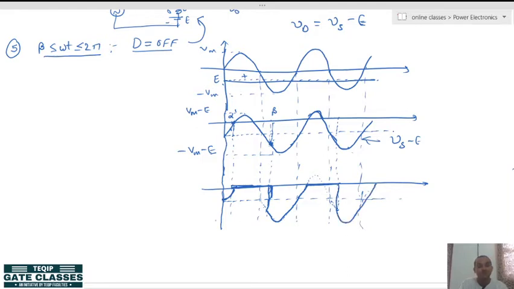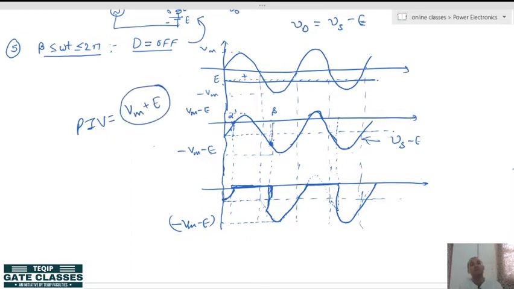So what is the PIV rating of the diode in this case? If you see the PIV rating, it is minus Vm minus E. It means the PIV rating of the diode required in this case is Vm plus E. Means a higher PIV rating diode is required for the RLE type of case.